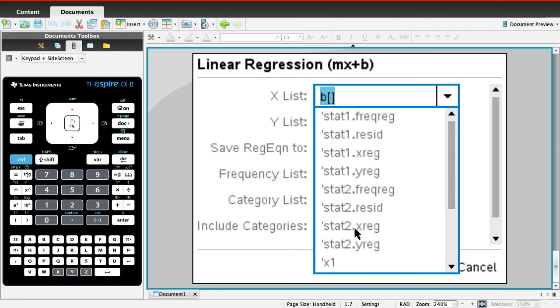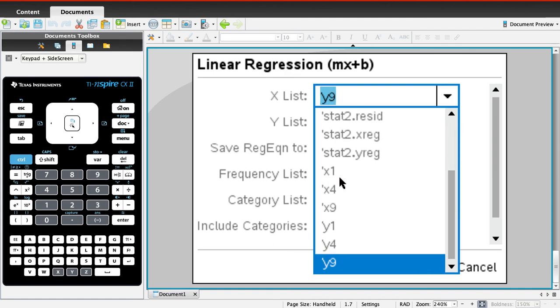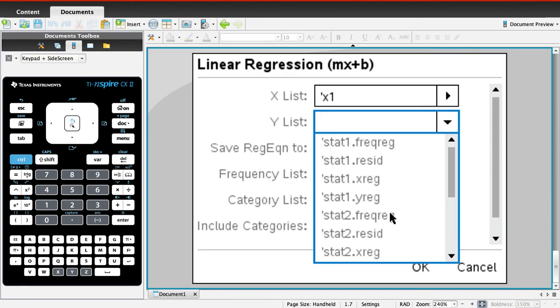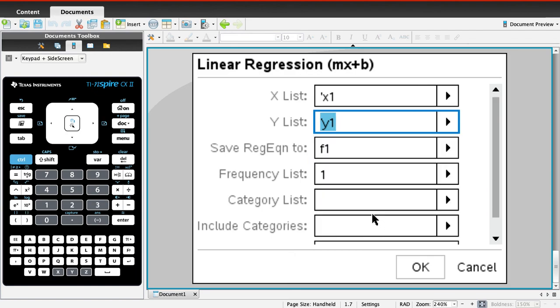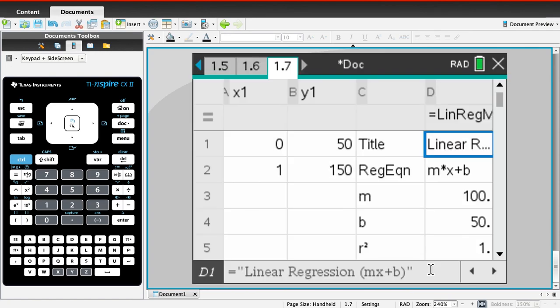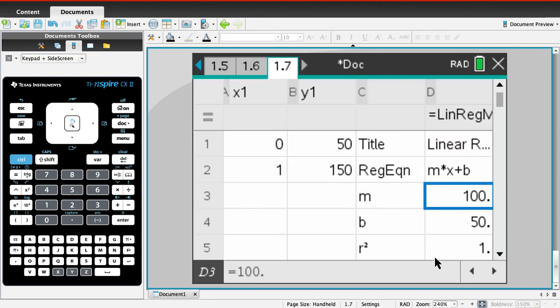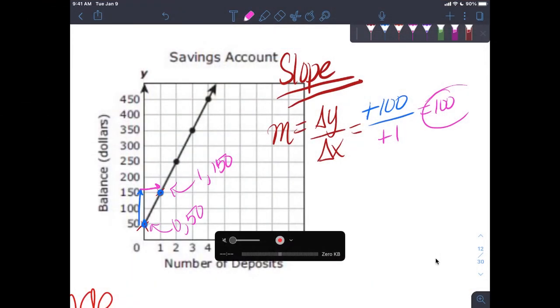I'm going to select my X values. And as you notice, my list is growing. So we want to make sure we always appropriately label things so that way you won't be confused. I'm going to let it save as F1. And here's my equation. Noticing that my slope is exactly what I got earlier. So we got that one correct.